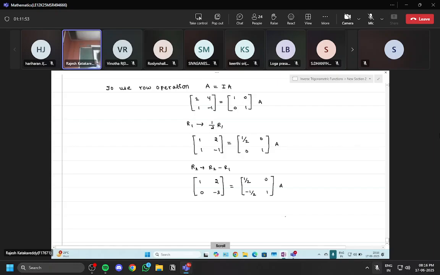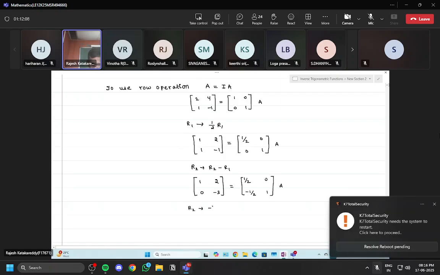So I created 1, I created 0. Next, I can create 1 here as well. How to create it? For that, we will divide by minus 3. If we do, row 2 changes as minus 1 by 3 into row 2.